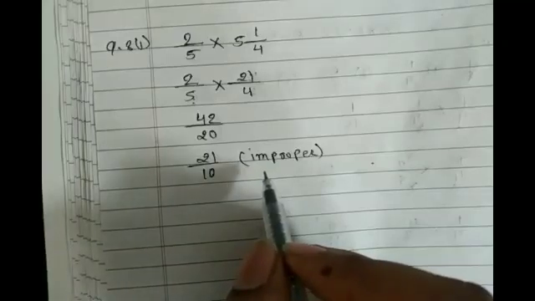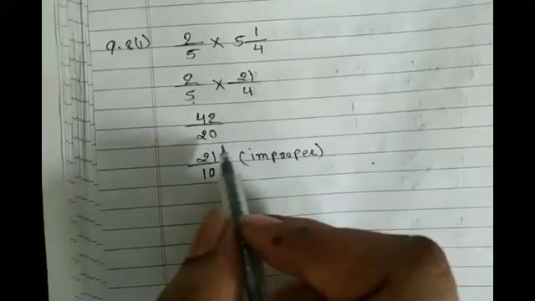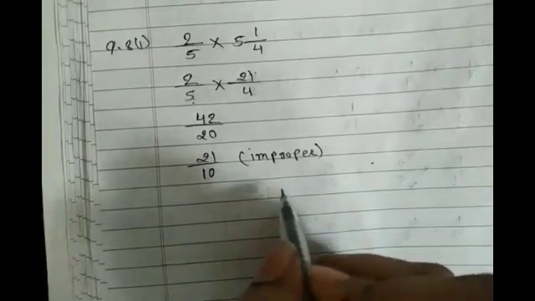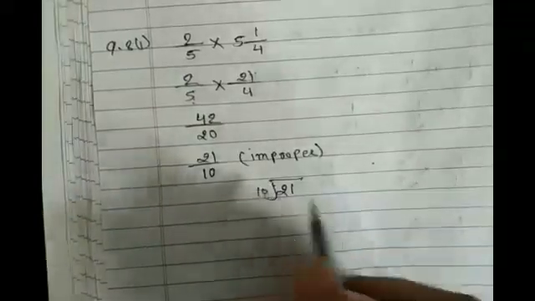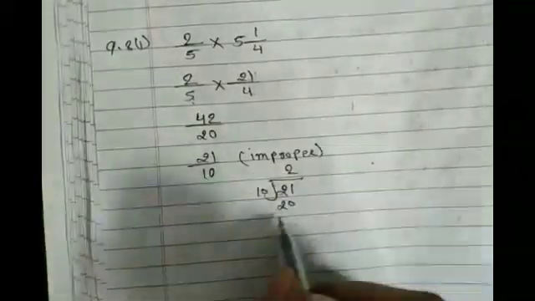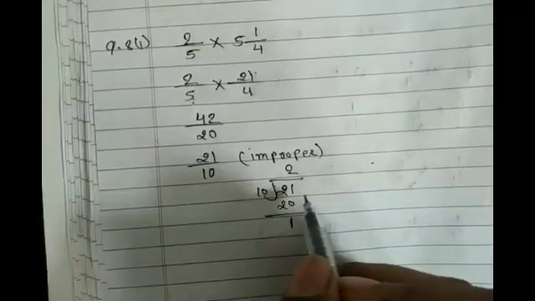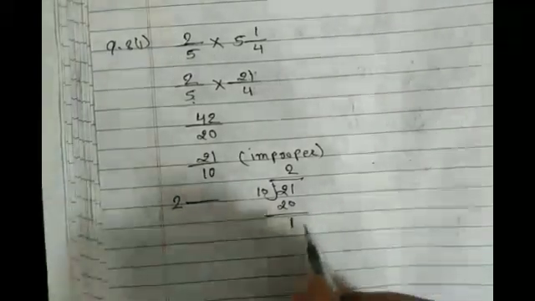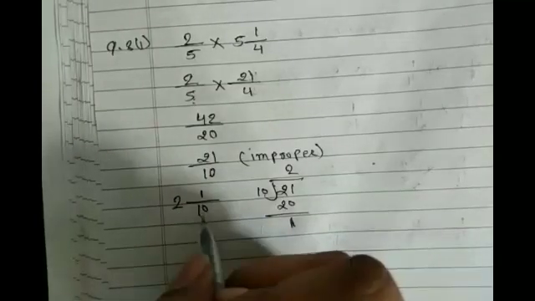Now the question asks that if the product is improper, convert it into a mixed fraction. To convert an improper fraction into a mixed fraction, we have to divide the numerator by the denominator. 21 divided by 10 gives 2, remainder 1. So when we write an improper fraction as a mixed fraction, we write the quotient in between, then make a line, the remainder goes up and the denominator stays as it is. So our answer is 2 1 upon 10.